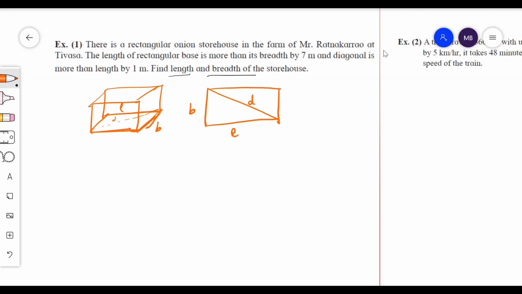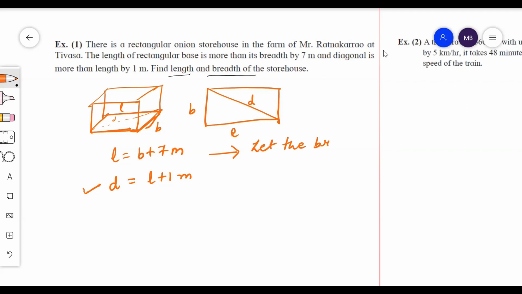So length is more than its breadth by 7. So length, I can say it is breadth plus 7 meters. And the diagonal D is more than length by 1. So diagonal D is length plus 1 meter. So if I take B as X, I can have everything in terms of X, substituting the value of L. Yes. So let's take the first statement.